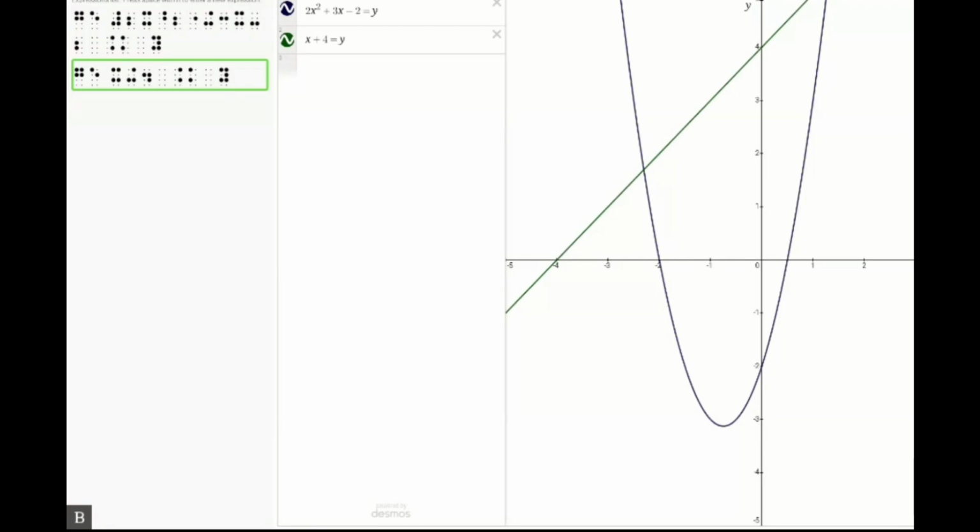So now I have two expressions graphed here, and they both have GE, showing me they're graph enabled. I have 2x squared plus 3x minus 2 equals y, and I have x plus 4 equals y. At this point, I'm going to press Enter and the letter G to graph those. And it's graphed it.